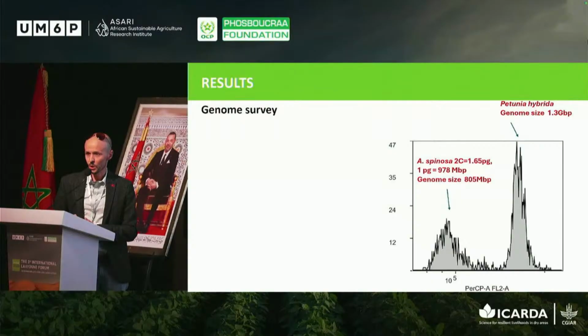Two approaches were used. The first approach is flow cytometry. The flow cytometry resulted in around 805 million base pair as genome size of the plant species.